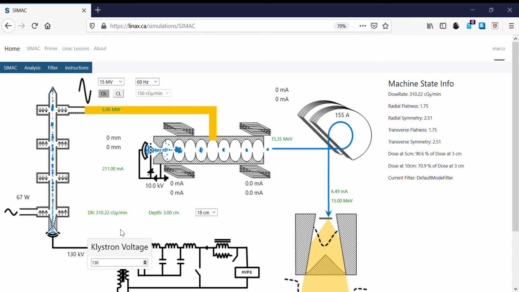And I can just keep on going, so I'll go to 130, and we see a decreased dose rate, higher energy. I can go to 132. Energy is now much higher than 15. Our beam current is dropping again, and our dose rate is dropping off.